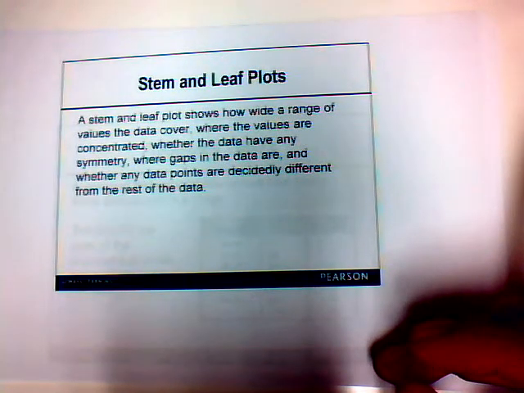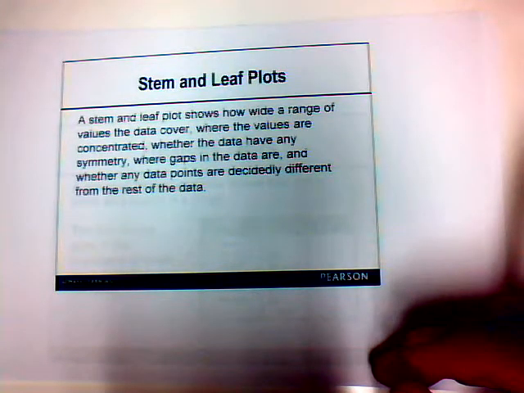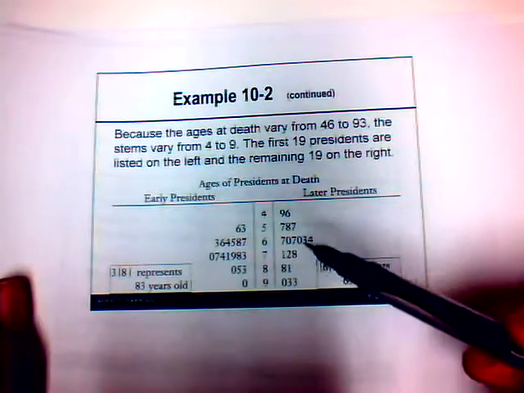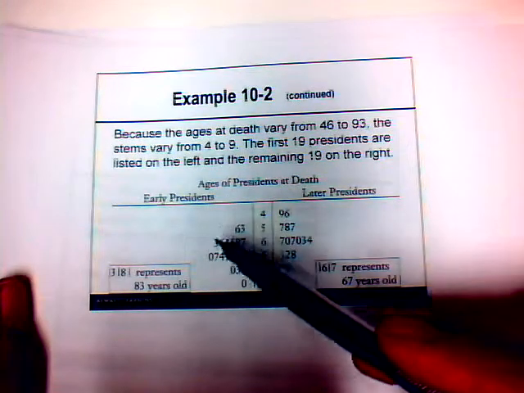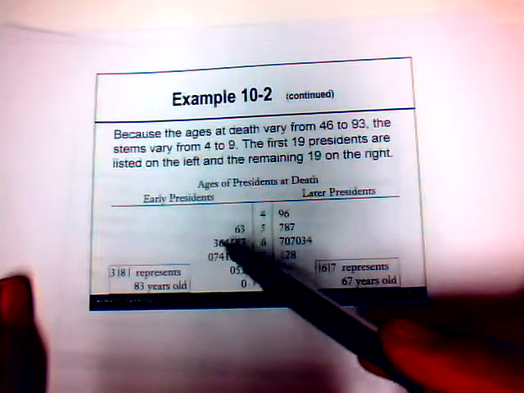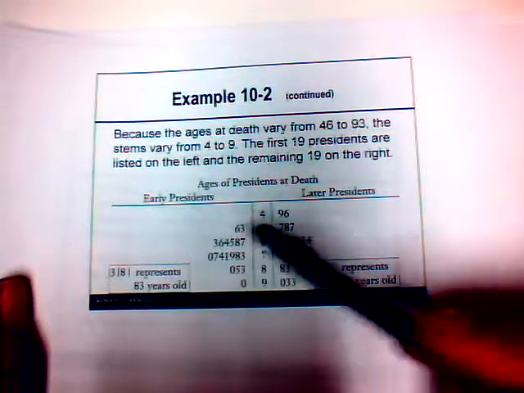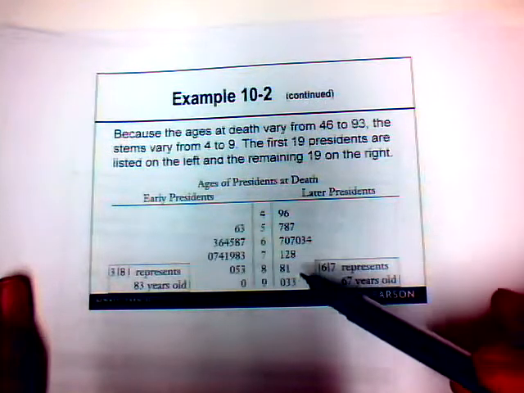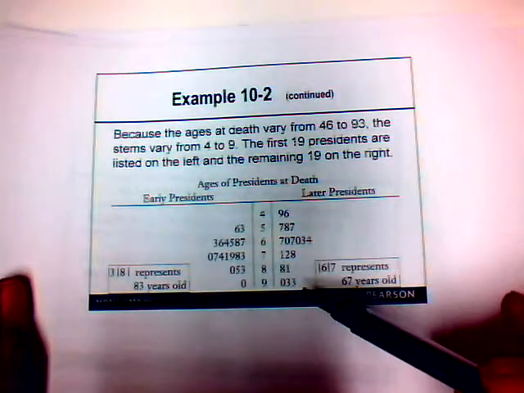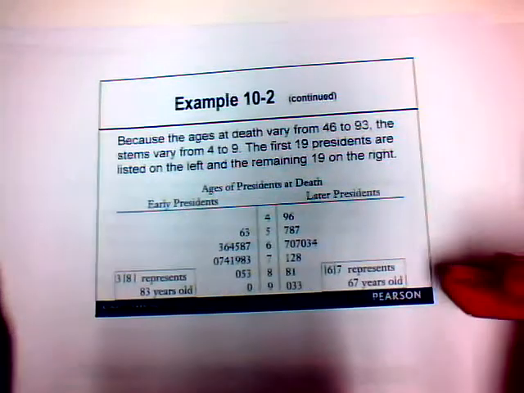So if I go back to the back-to-back stem and leaf plot, usually you can find out with the early presidents there might be some type of symmetry here on the left side, and also you might see a little bit of symmetry here on the right side for the later presidents.